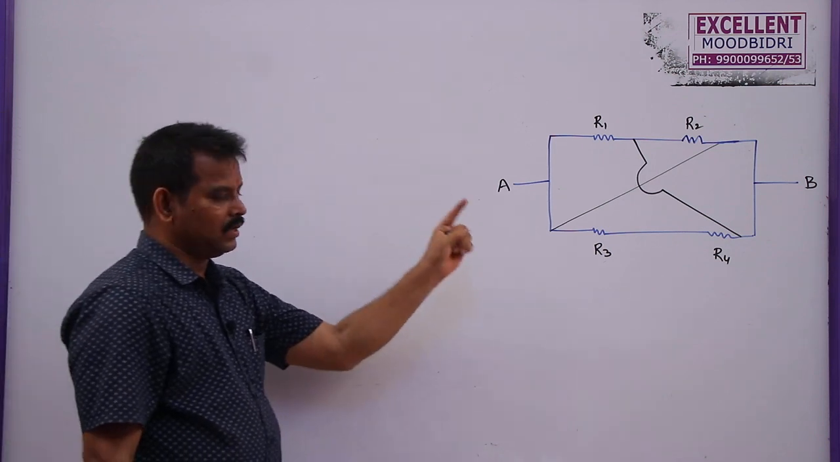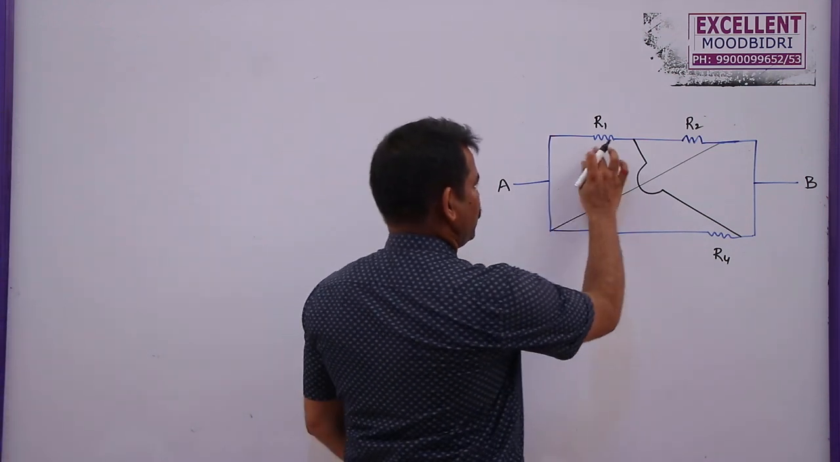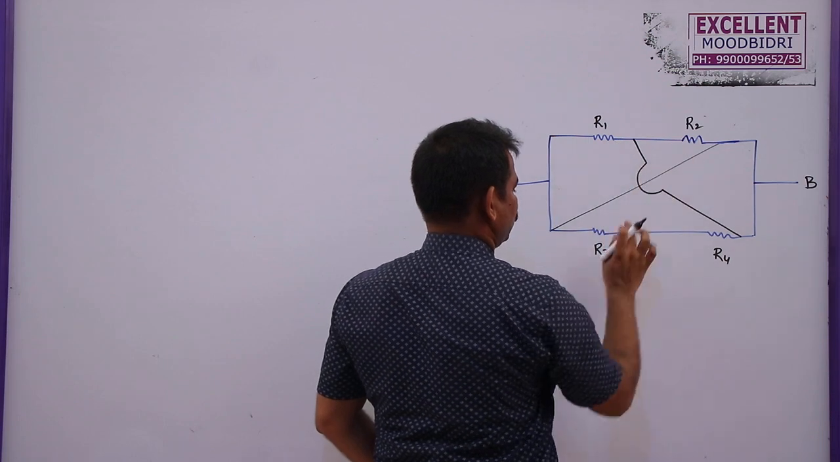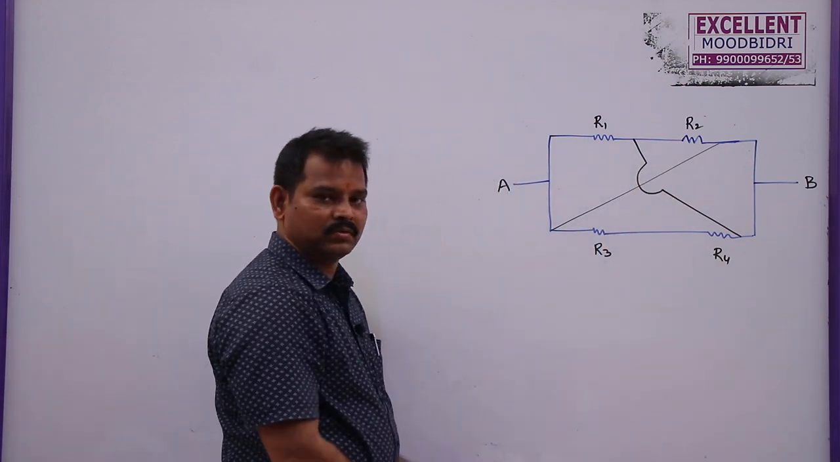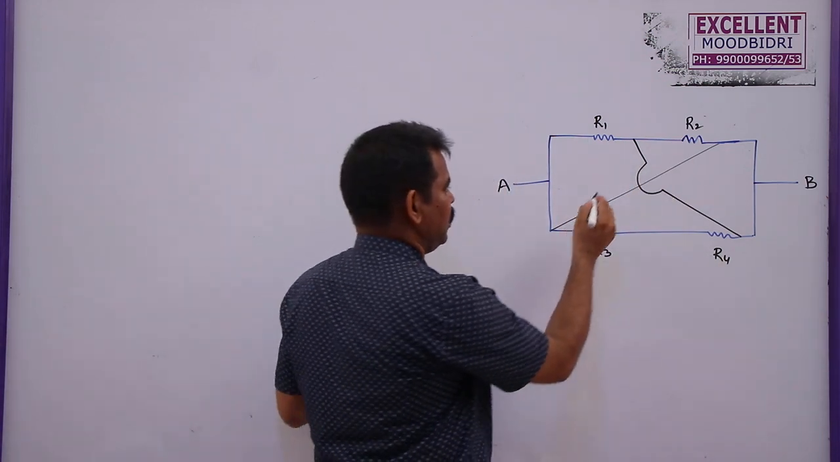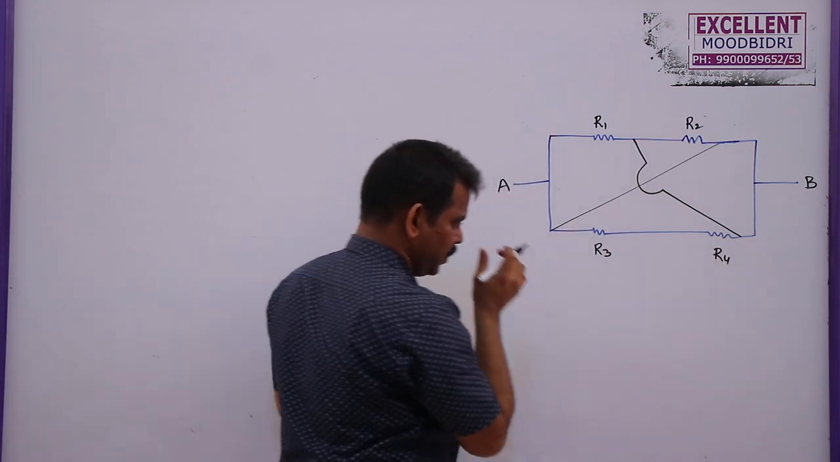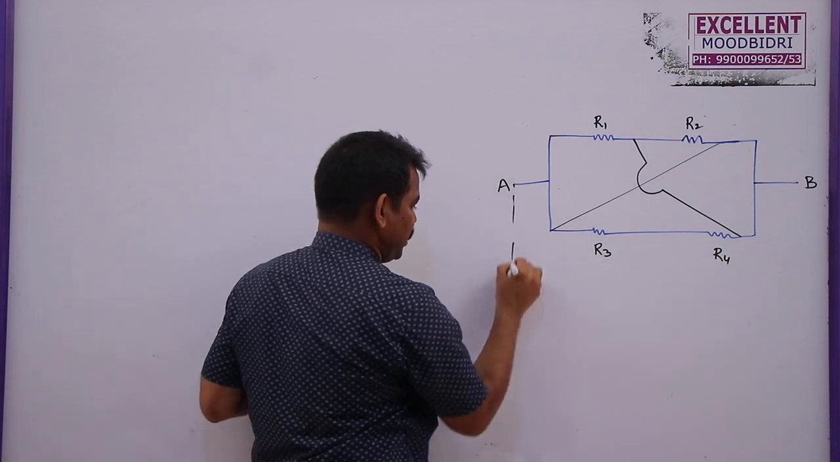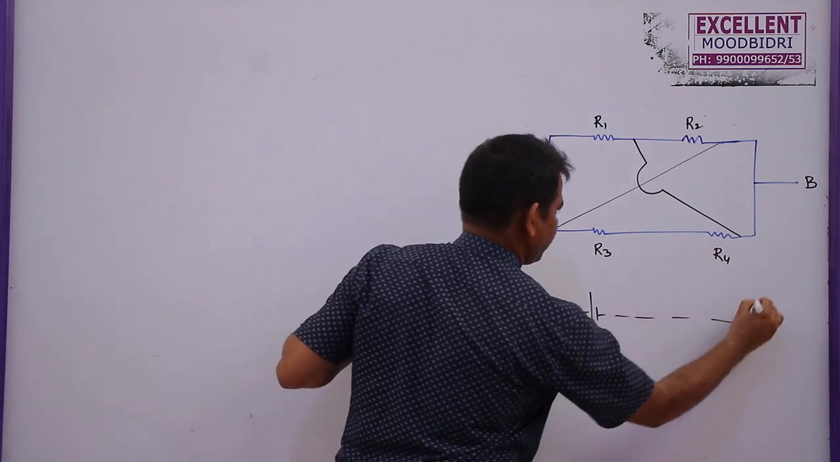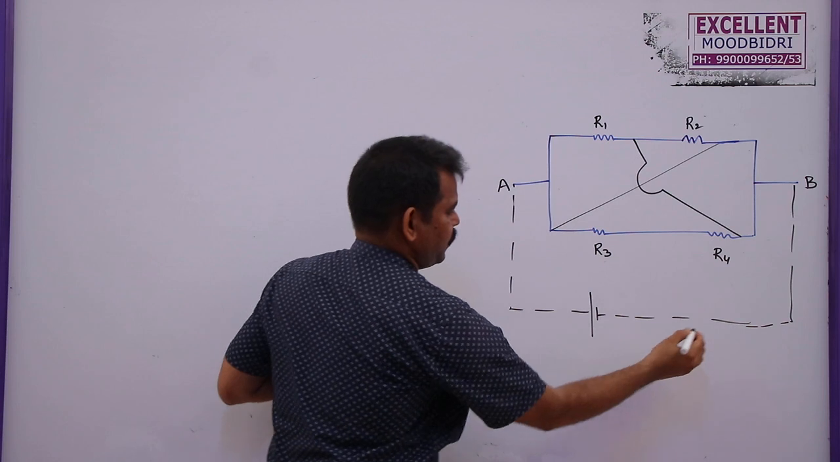You see this diagram carefully. So there are 4 resistors R1, R2, R3, R4. Magnitudes are not given, just R1, R2, R3, R4. And these are the wires that are used to join this upper branch with the lower branch. Now, if you join this to a battery, just assume that this is connected to a battery.